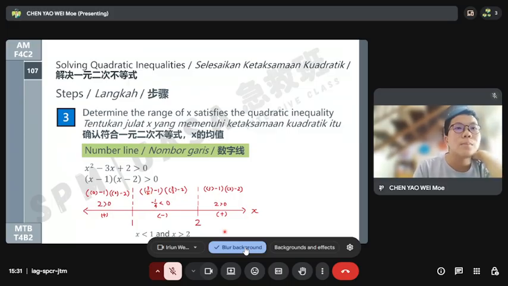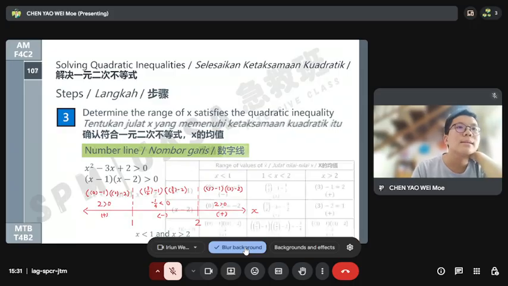For this one is more than 2. You can choose the number that is approaching 2. So we can choose 3. Okay, 2.5 also can, but try to make it a whole number or fraction that is very easy to calculate. So here we get a positive number, so you can say this answer is proven.